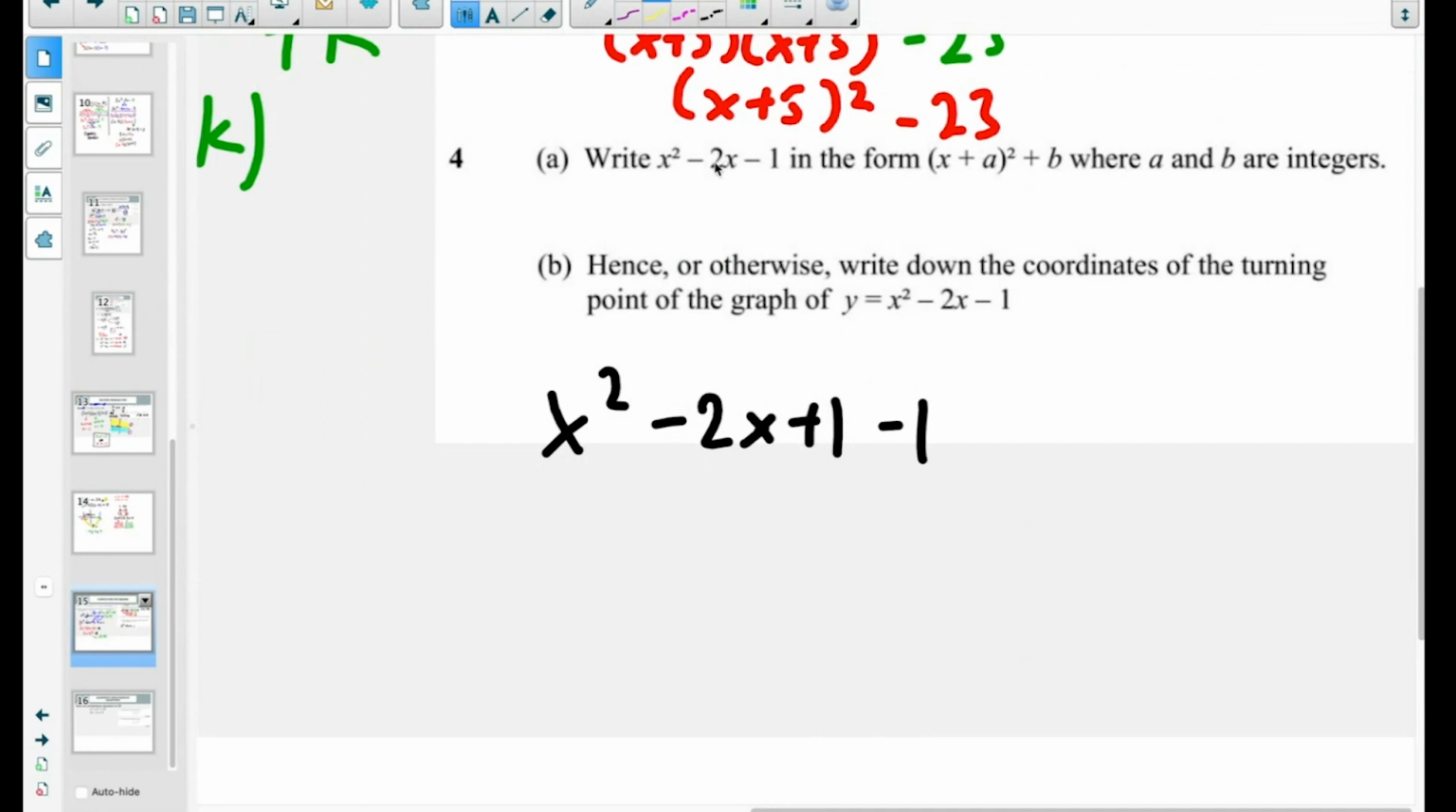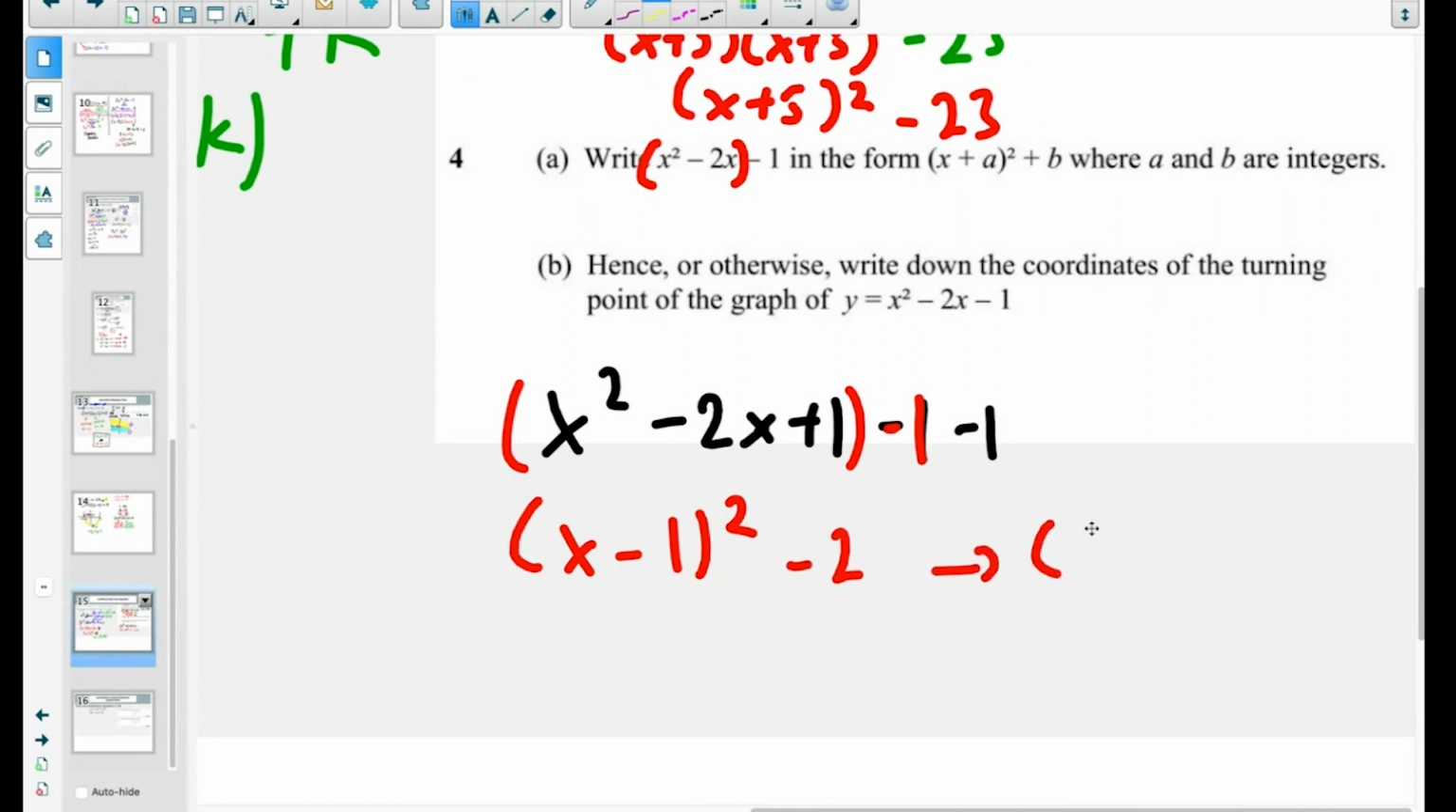So again, let's put the brackets up like so. We're going to keep that plus 1 inside and bring out that negative 1 from the brackets. This is going to be factorized as x minus 1 squared. And then we still had the other minus 1 there, so actually this should be minus 1 in red, and we'll end up getting minus 2. So we end up with a turning point of positive 1 and negative 2.